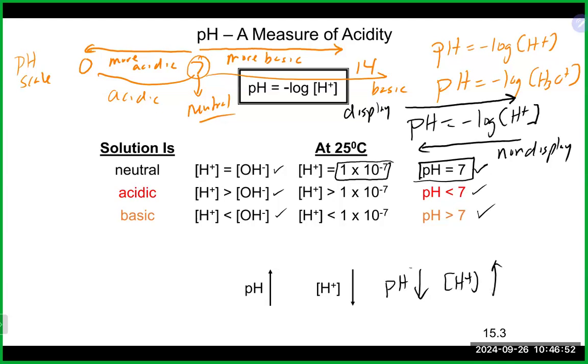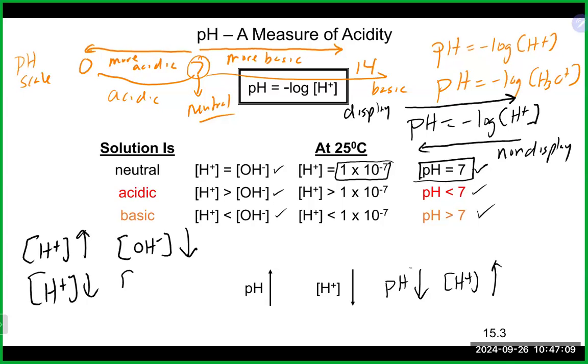Another really important relationship between, say, H plus and OH minus concentration is as one of those goes up, the other goes down. So they go opposite of each other as well. And that's how they keep Kw, for example, equal to 1 times 10 to the minus 14, because they run opposite of each other. So again, as one goes up, the other goes down in terms of H plus and OH minus. Any questions on that?